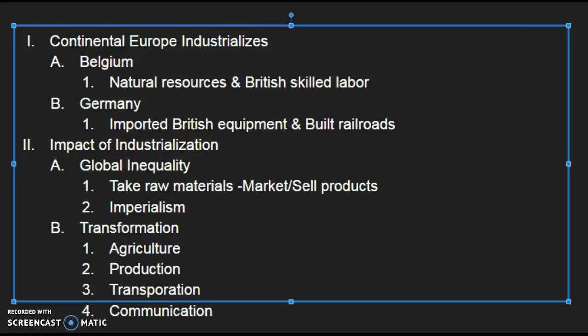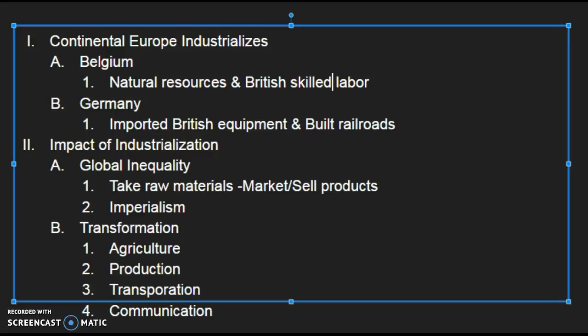Now, besides the fact that we have England industrializing and it spreading across the Atlantic Ocean to the United States, it says Continental Europe also industrializes. Obviously, Britain is going to be sending ideas, and nearby countries are starting to investigate what Britain is doing. One of the countries that's featured is Belgium. Belgium, like Britain, has those natural resources.